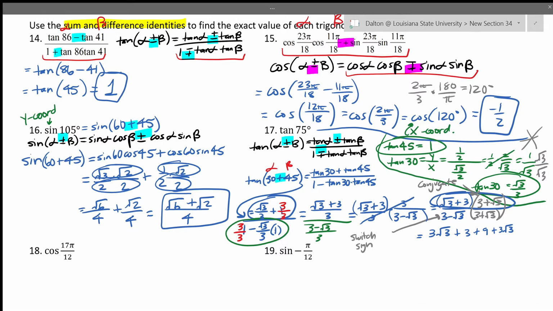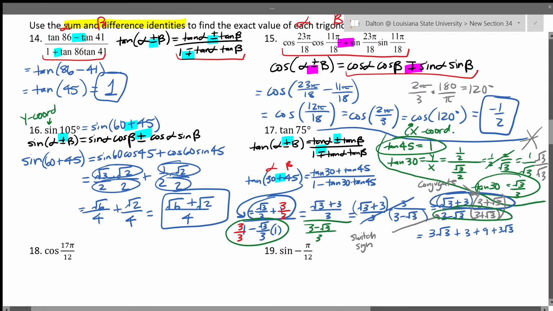In the denominator that I have circled here in green, I'm going to FOIL again. First, outer, inner, last. So first is going to be 3 times 3 is 9. Outer is positive 3 square roots of 3. Inner is negative 3 square roots of 3. And then the last term, negative square root of 3 times positive square root of 3 is just going to be negative 3.